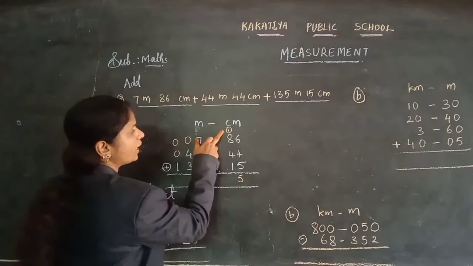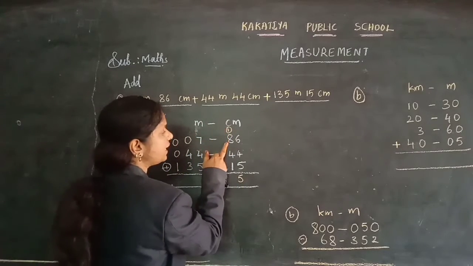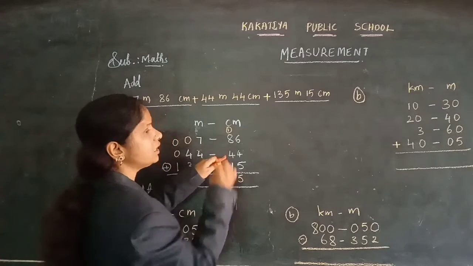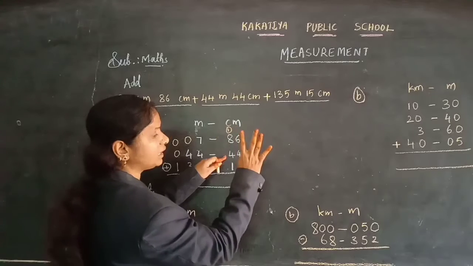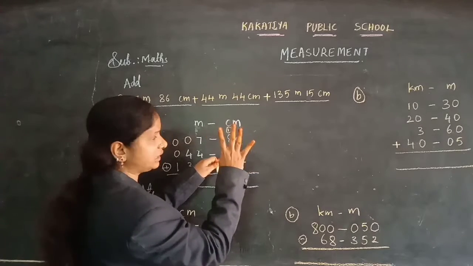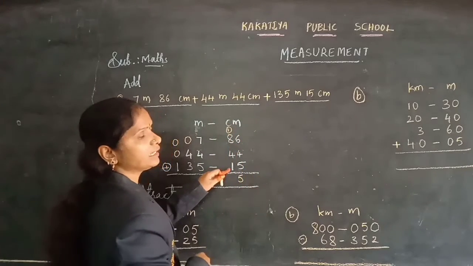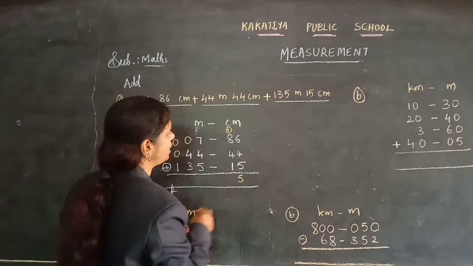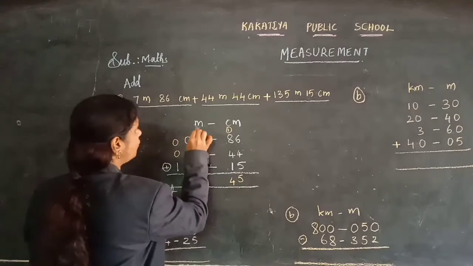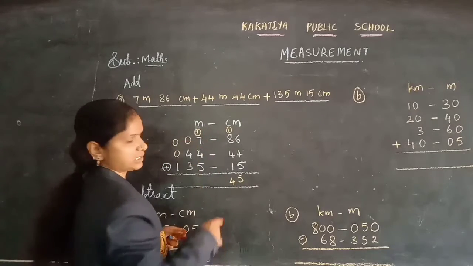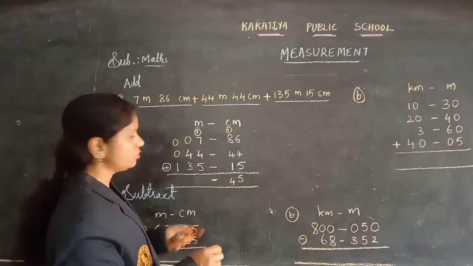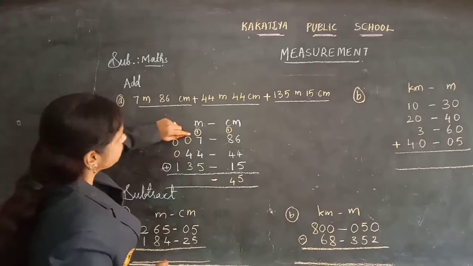Now 1 plus 8 is 9. 9 plus 4 means 10, 11, 12, 13. So 9 plus 4 is 13. 13 plus 1 is 14. We are getting 14, so 4 here and 1 carried to the place before. Now we separate meters and centimeters by a dash, so here also we keep the dash.